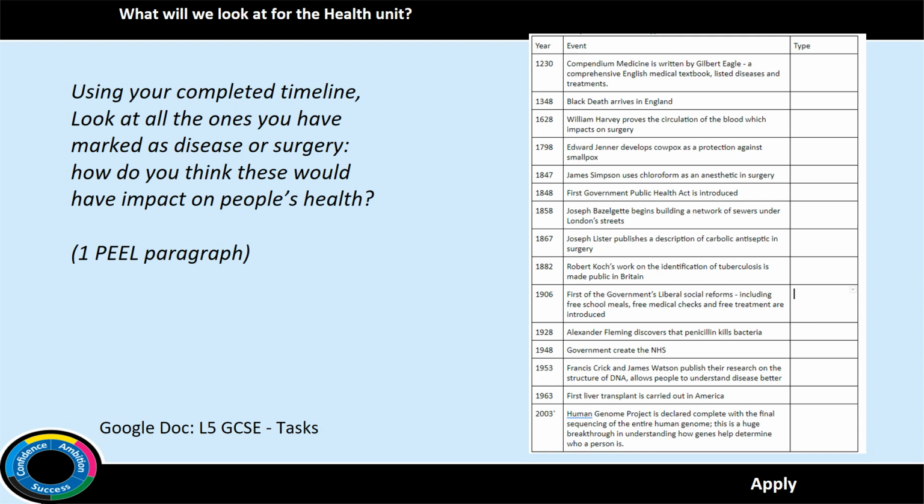Okay, we're not looking for a huge essay. One PEEL paragraph will be enough, but you're talking more generically. How will these things help improve or even impact on people's health? What will they do? Try and give some detail in your answer. So use the events to help back up your point. So please press pause while you complete this task on the Google Doc.